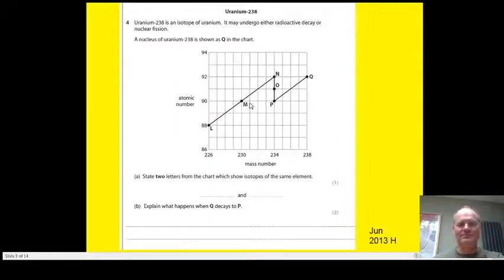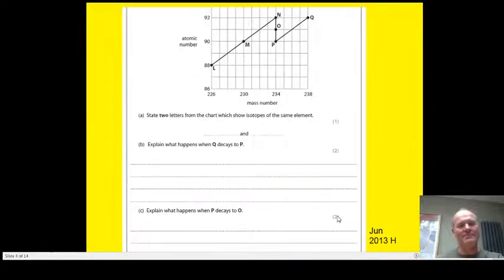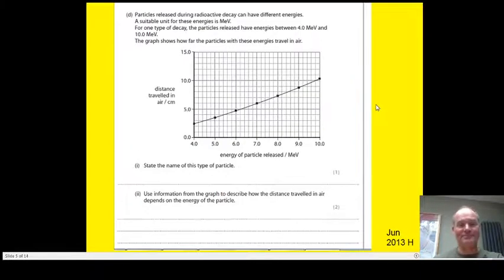But we've got various other elements indicated on here by other letters. The first part of the question says, state 2 letters from the chart which show isotopes of the same element. So you need to work that out, and write them there. Then explain what happens when Q decays to P. From what you know, you should be able to say something worth 2 marks about that. And part C of question 1: explain what happens when P decays to O. So we should know enough about radioactive decay to have a good go at answering that question.